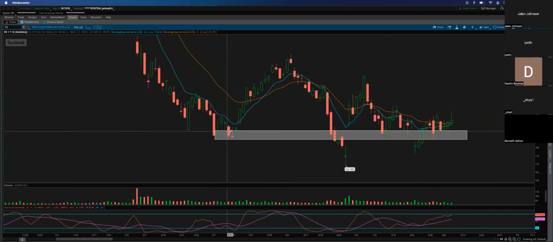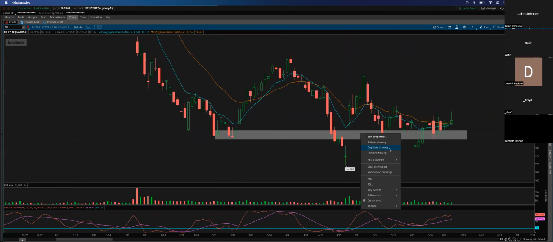As you can see, we were consolidating, had an impulsive move up, but then as soon as we got back to the zone, we broke. So technically this zone was invalidated, right? So we're not going to call that a zone.